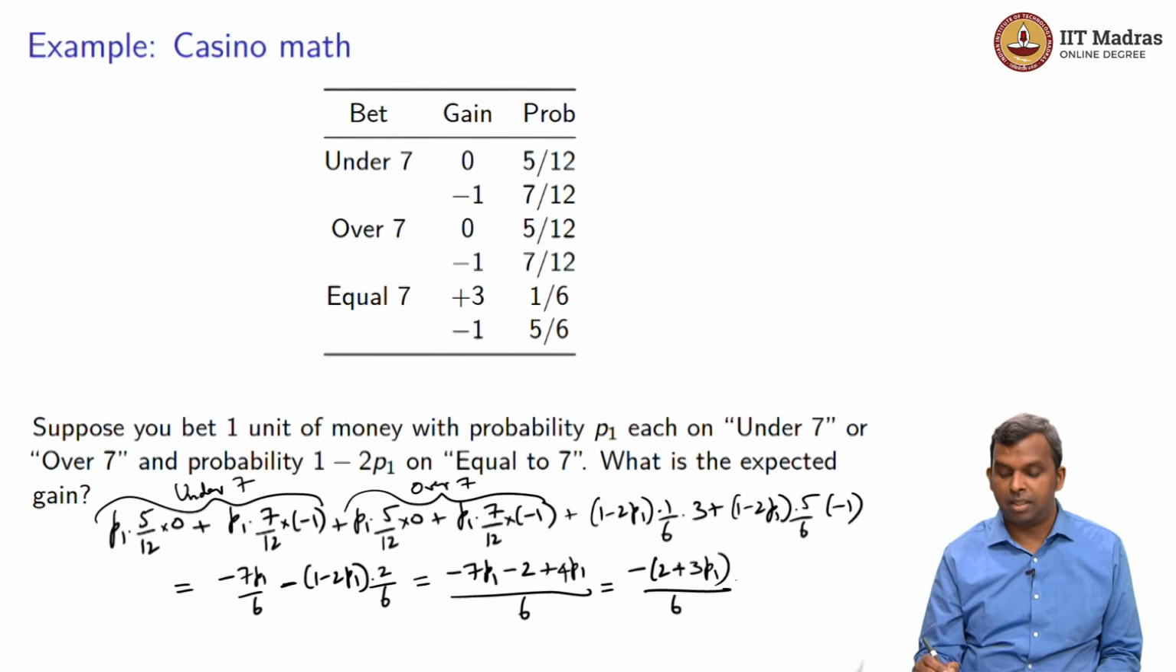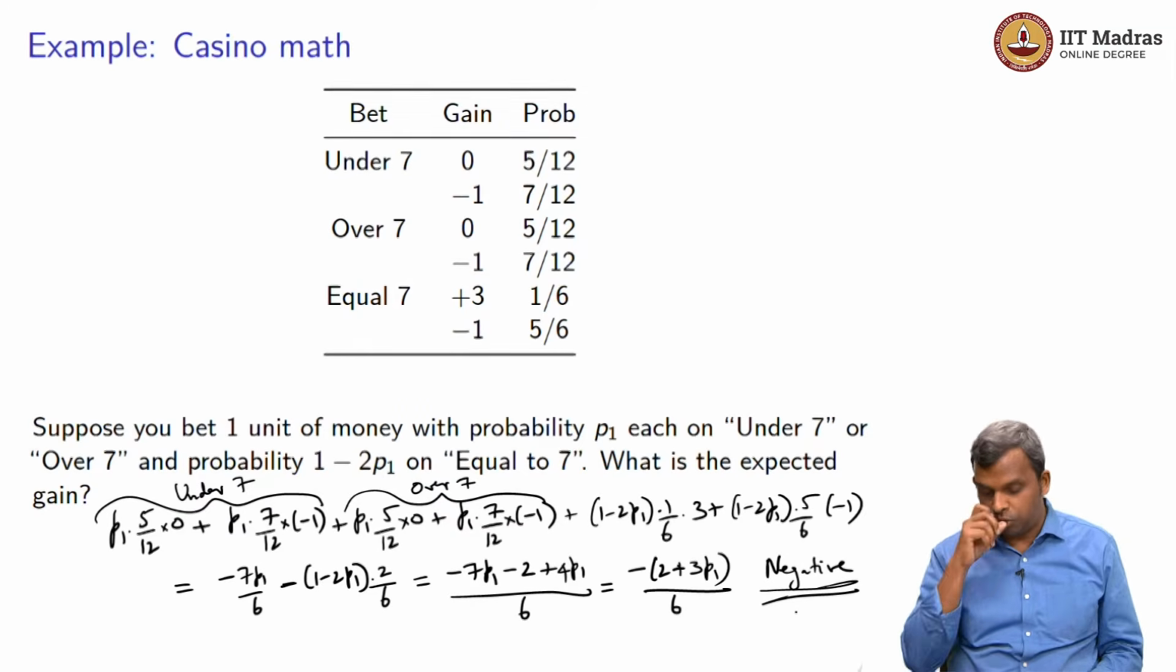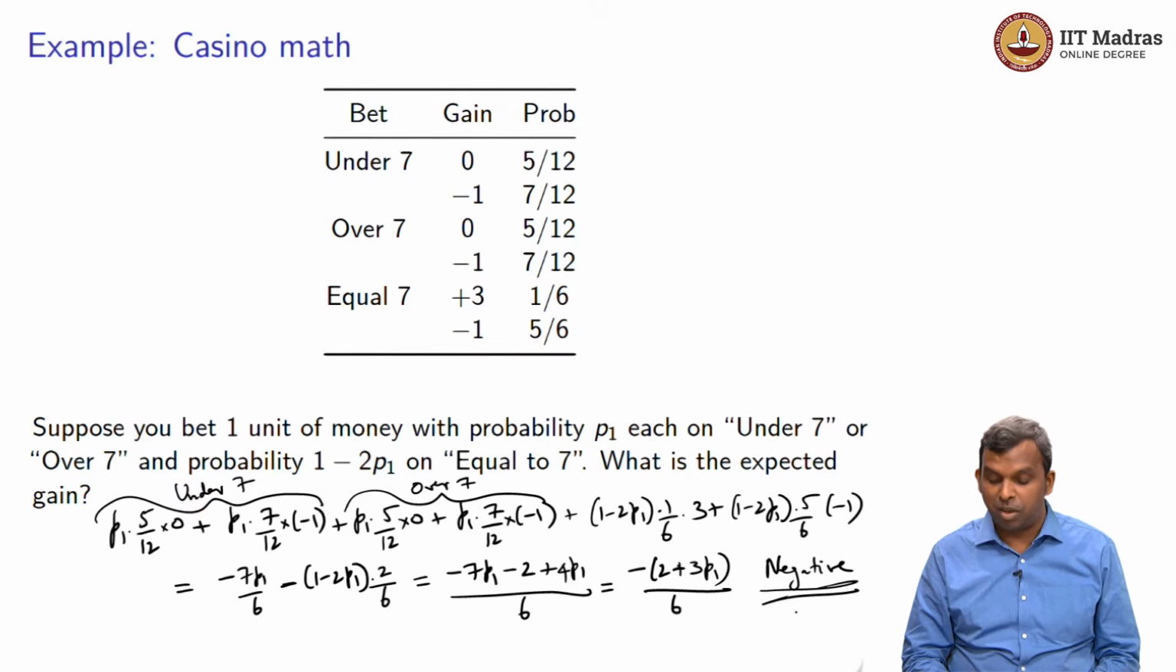So this is negative for all P1. You could choose P1 to be 1, for instance, you will still get negative, maybe minus 5 by 6 or something. You could choose P1 to be 0, for instance, and always bet equal to 7. You will get minus 1 by 3. So whatever you do, the expected value is negative.